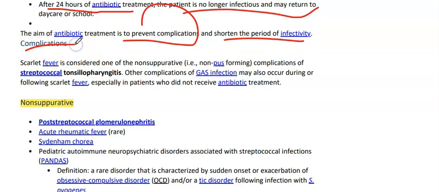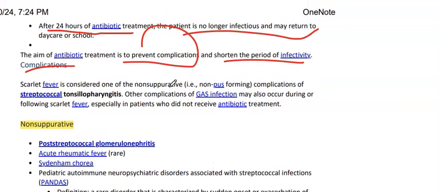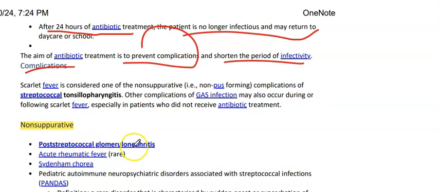What are the complications? Scarlet fever is considered one of the non-suppurative complications of strep tonsillopharyngitis. Other complications of GAS infection may also occur during or following scarlet fever, especially in patients who did not receive antibiotic treatment. Among non-suppurative complications, we have post-streptococcal glomerulonephritis, acute rheumatic fever, sudden hematuria, and pediatric autoimmune neuropsychiatric disorder associated with strep infection.